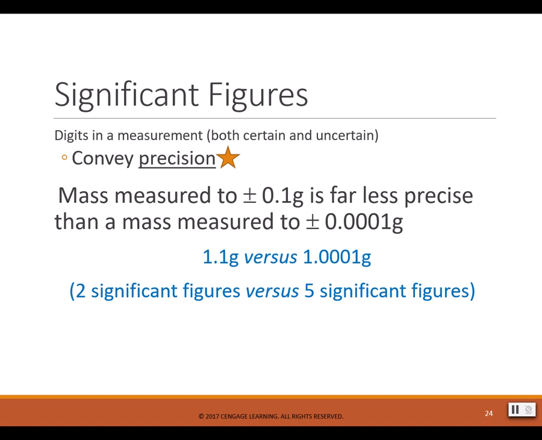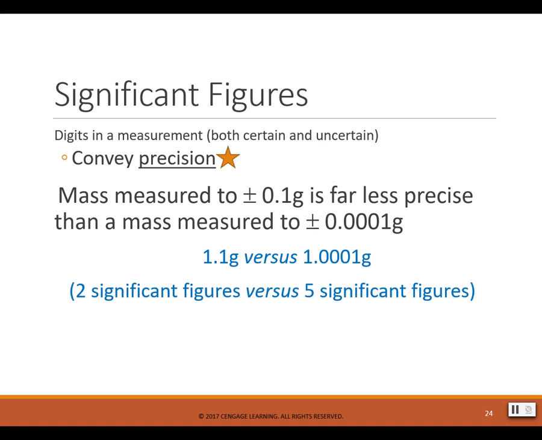Numbers or measurements that have more significant figures are obviously more precise. So for example, if I said something is 1.1 grams versus 1.0001 grams, this measurement has 2 significant figures associated with it versus this one, which has 5. So this second measurement would be more precise.